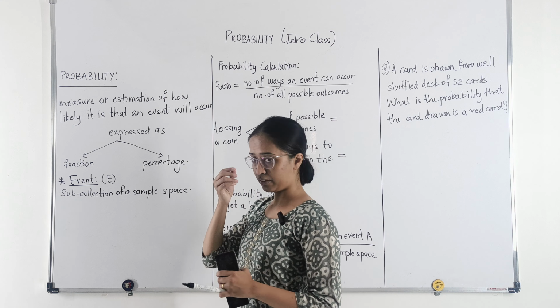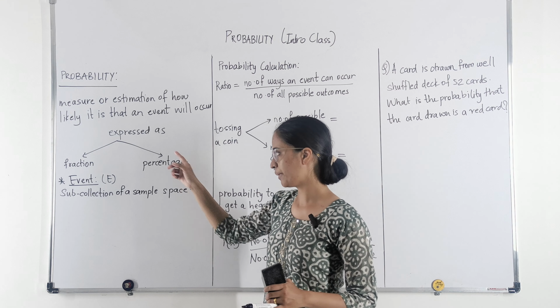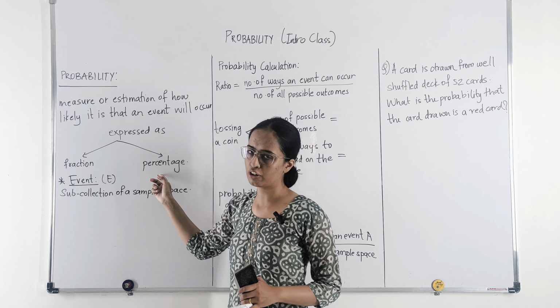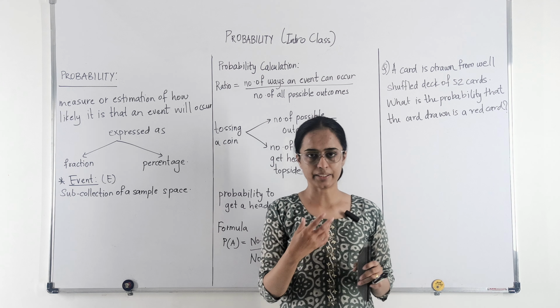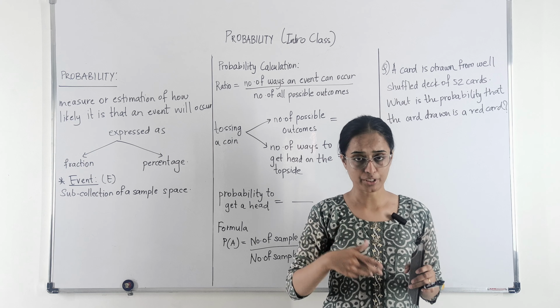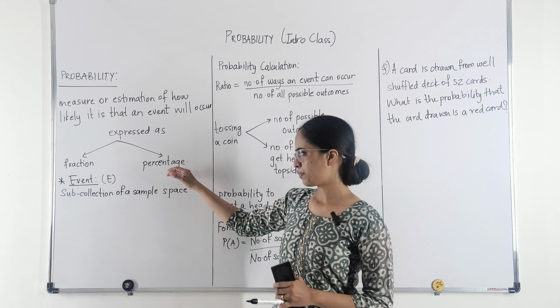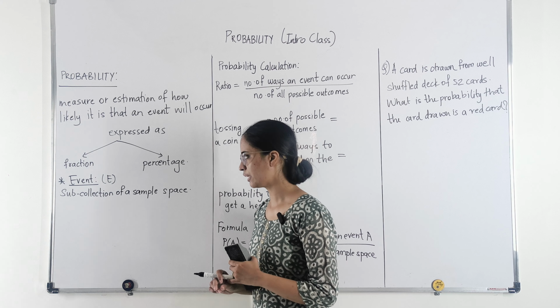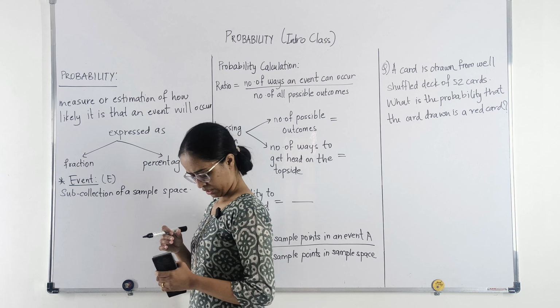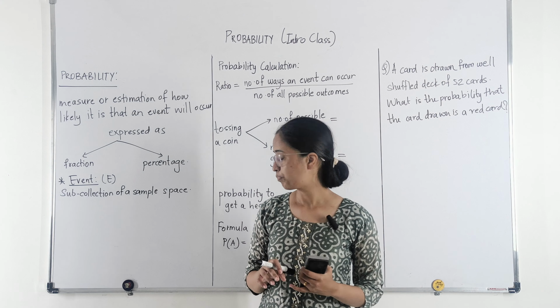Now, in number form, probability can be expressed in terms of fraction also or in terms of percentage also. Either you can express it in terms of fraction, like 1/2, 3/4 chances, or else percentage, which we have seen yesterday, 70%, 30% chances. Now, there's this term called event. Now, what is this event?